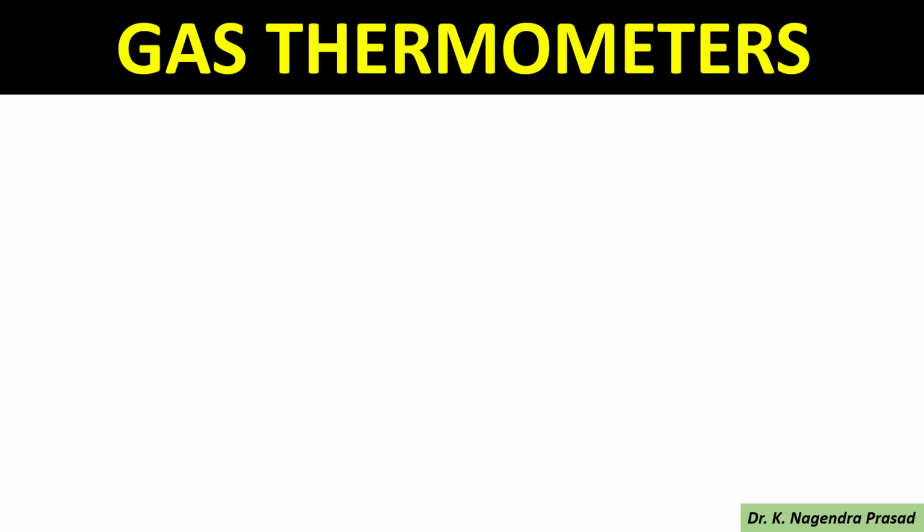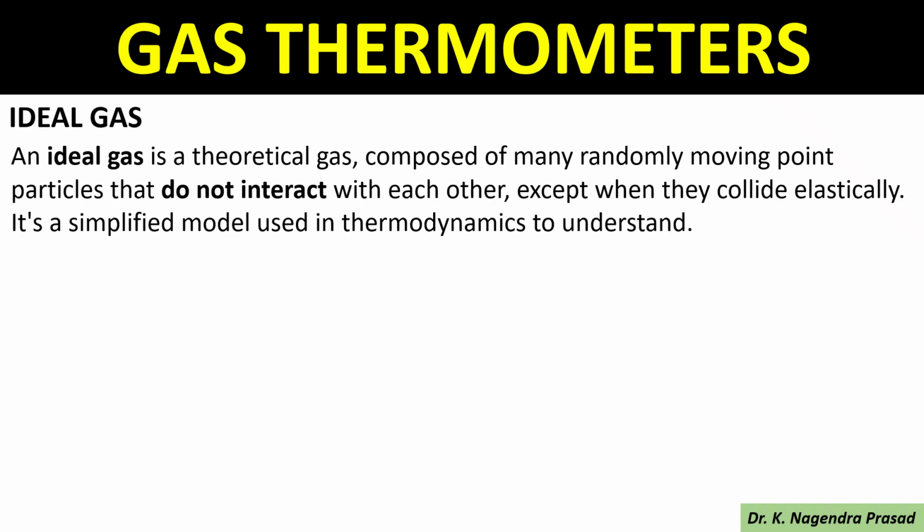Next we will discuss the gas thermometer. Before that we will discuss some basic introduction regarding the ideal gas. The name itself indicates an ideal gas. An ideal gas is a theoretical gas composed of many randomly moving point particles that do not interact with each other except when they collide elastically. It is a simplified model used in thermodynamics to understand.